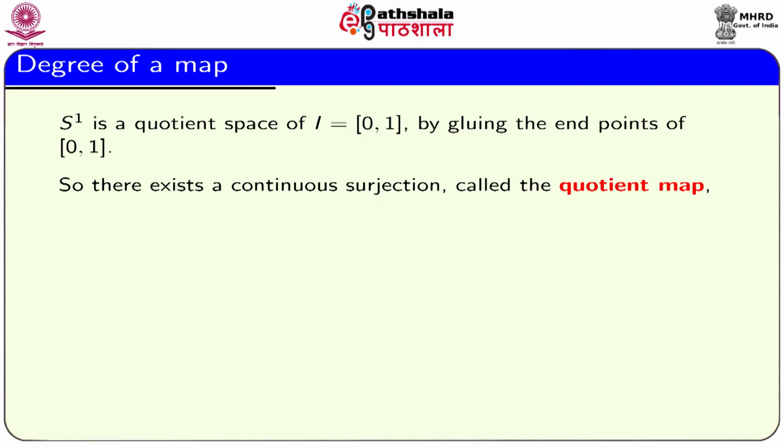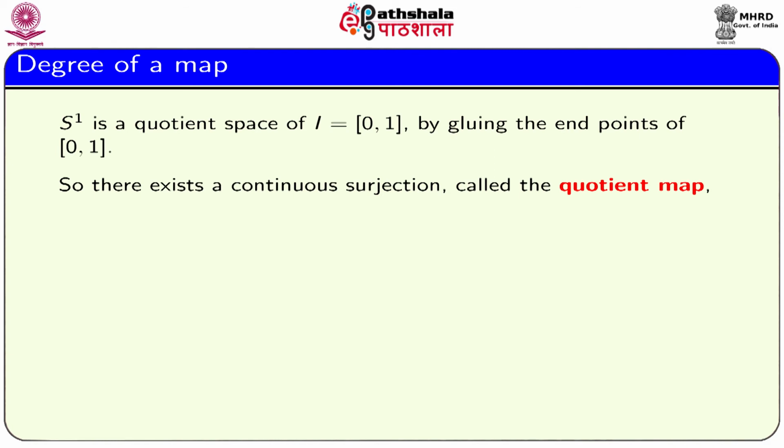Now we can see how efficiently we could use this path lifting property of the exponential map to define the degree of a map f from S1 to S1. We shall also see that this definition of the degree of a map will lead to the definition of what we call the degree of a loop. Now, a unit circle S1 can be viewed as a quotient space of the closed interval [0, 1].